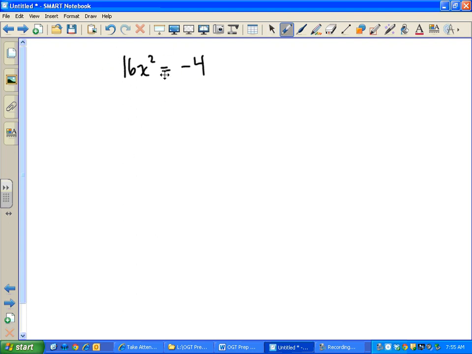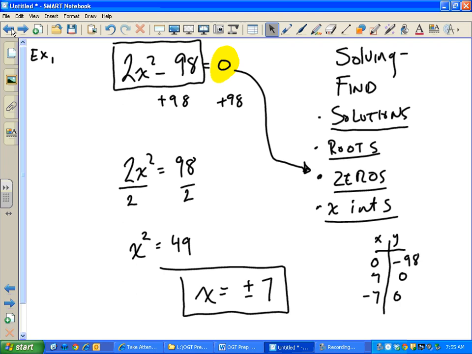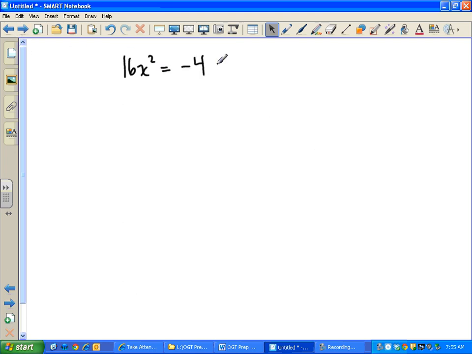Everybody got this written down? Oh, it's on your paper. Okay, so positive 16x squared equals -4. We start the same way. How do I start this then? Brady, what's the first step to start this? What did we do before? Let's take a look at what we did before. What was the first thing? We added 98. Do I need to add anything to this side? No, you don't.